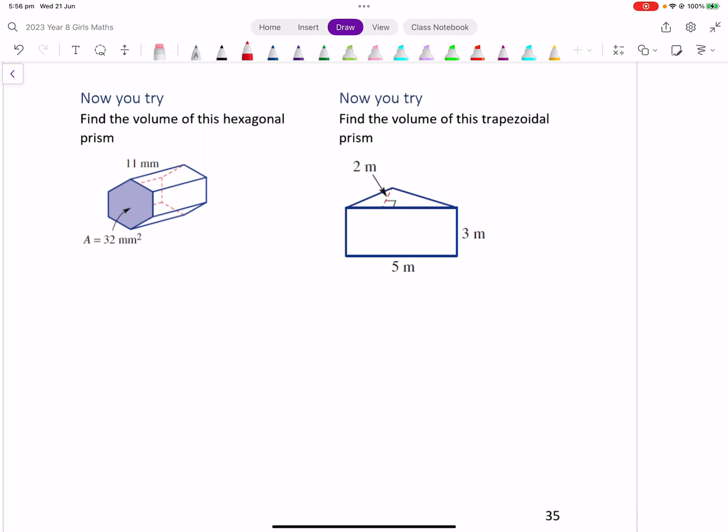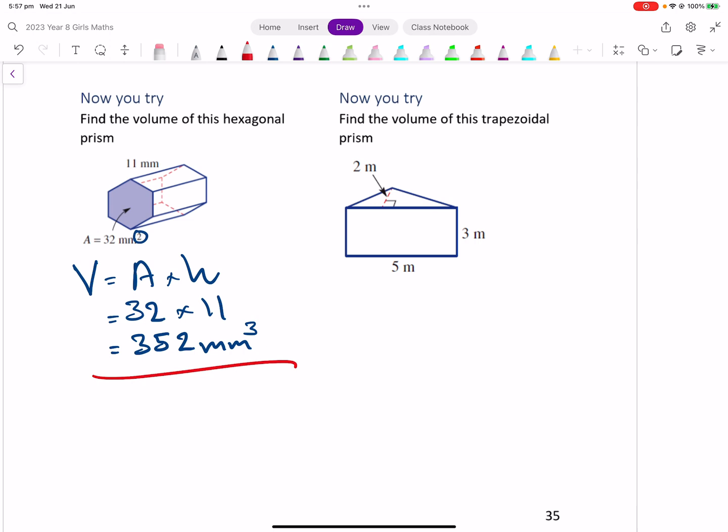All right, we're back. How do you calculate the area of a hexagon? Well, good news. We don't have to because they gave us the area of the hexagon. So all we need to do is say volume of a prism is A times H. 32 times 11. Hey Siri, what's 32 times 11? That would be 352. 352 millimeters cubed. We measure area in squares. We measure volume in cubes.